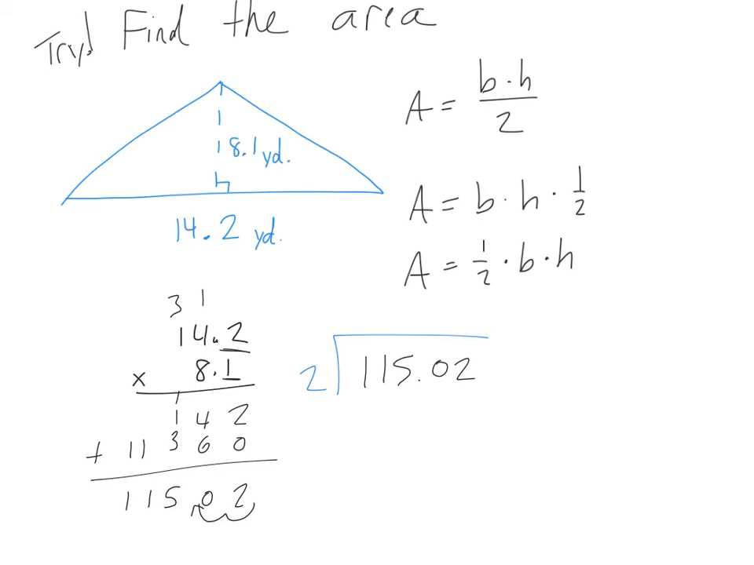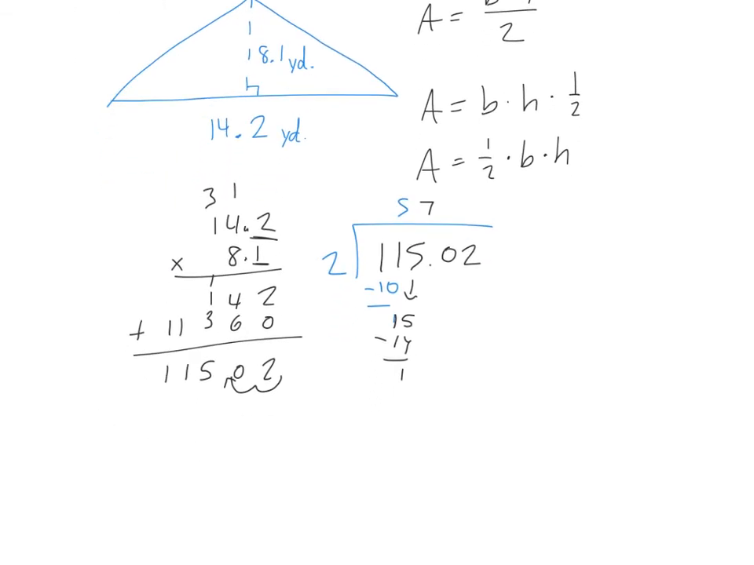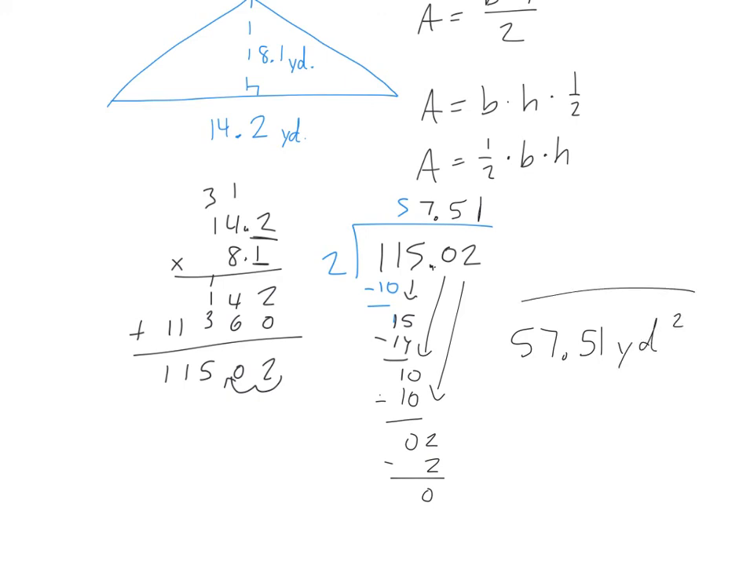Goes into 11 5 times, giving you 10. The 1 left over. Bring down that 5. Goes into 15. How many times? 7 times. It gives you a 14. Bring down a 1. Got a decimal there, so let's go ahead and bring our decimal up. Okay, bring the 0 down. Goes into 10, a nice even 5 times with a 0 remainder. And then you bring down that 2, and we finish out because 2 goes into 2 1 time, and it closes that out. So what is our answer? 57.51. And what are we measuring in here? YD is yards, and it's squared because we're talking about area.